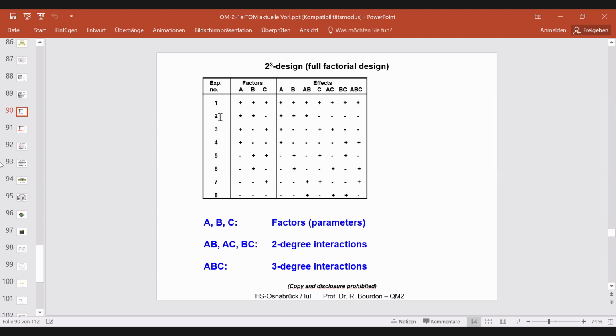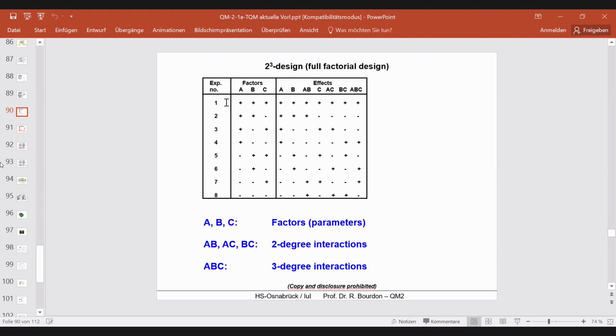These are the experimental runs: the first experimental run, the second, the third, until the 8th. In the first, all the parameters are on the plus setting. In the last, all the parameters are on the minus setting, and all the other combinations are all possible combinations between the first and the 8th experimental run.